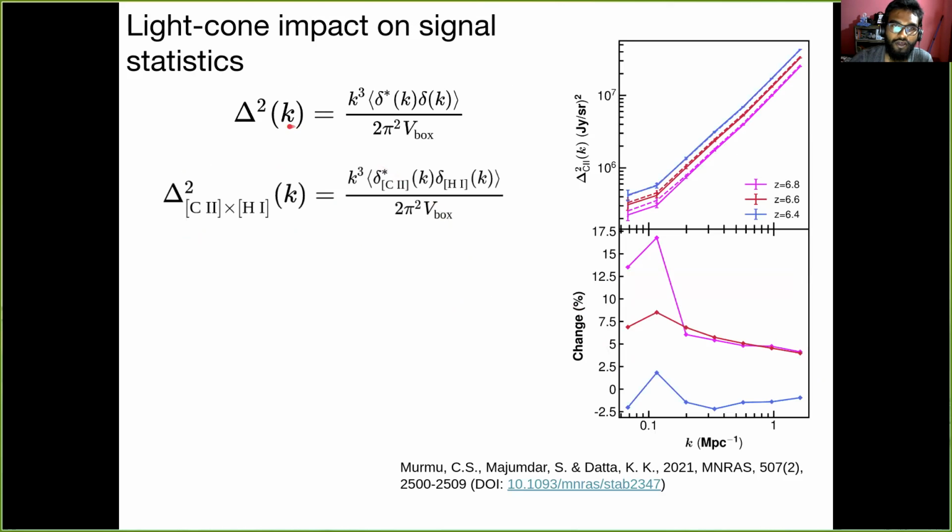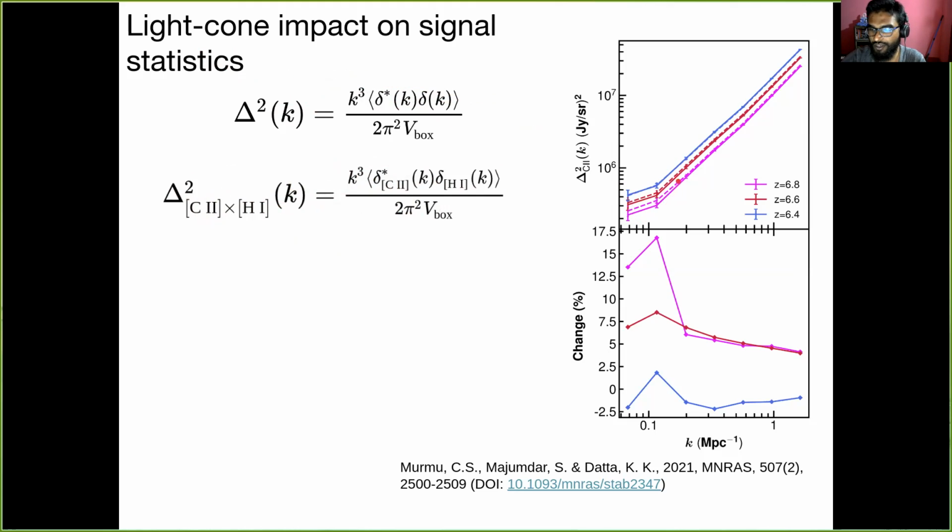The power spectrum is defined like this, where delta K is the Fourier transform of the signal fluctuations. If we want to cross-correlate the fluctuations between the two signals, that is the C2 and 21 centimeter signals from EoR, we do it like this. What we did here is simulate Lightcone boxes, and using the Lightcone cubes, we see the impact on the statistics.